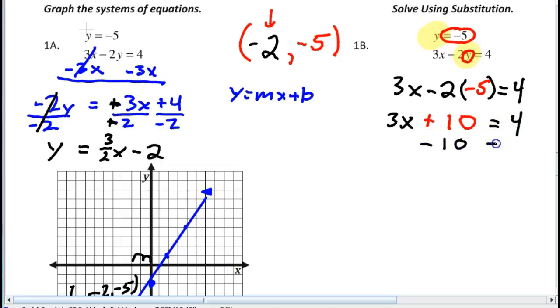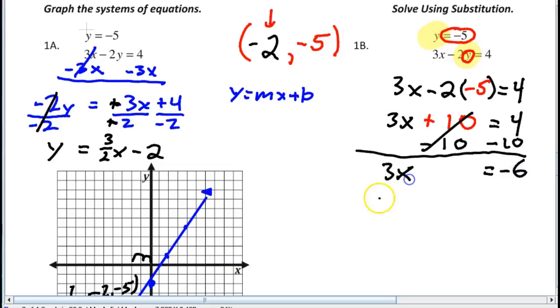Otherwise, just follow along, writing everything down. Minus 6. Three times what equals negative 6? And we get, voila, same answer, negative 2. Right? Just as we expected. On the graph, it was x equals negative 2 right here. So we do substitution, we get negative 2.